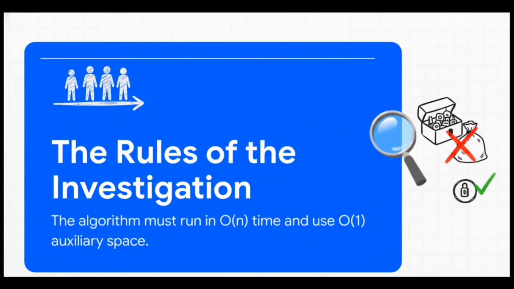Now, every good investigation has rules, and ours are really strict. First, our solution has to run in what's called O(n) time. All that means is that the time it takes should be directly related to the size of the list. So if you double the numbers, it should only take about double the time to solve. And second, it has to use O(1) auxiliary space. This is a big one. It means we can't just create a whole new, big, clean array to help us out. We have to work with the evidence we've got, right there at the crime scene.